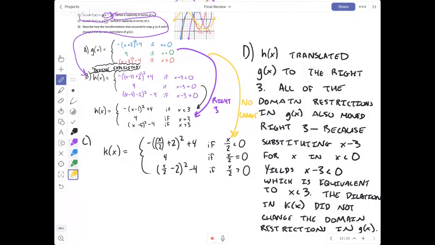Any questions on this last problem on the review sheet? Oh, and welcome Vanessa and Maritza. Glad you're here. Hello.